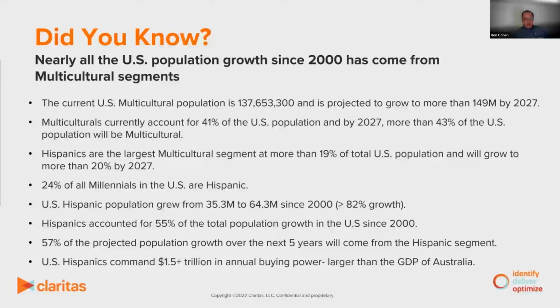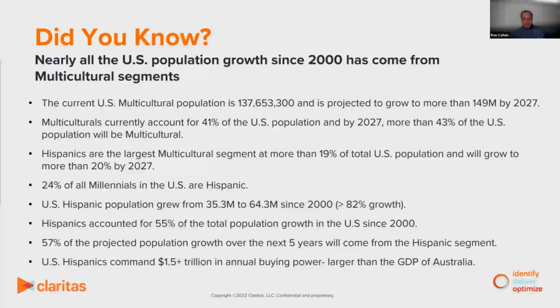You have 137 million, almost 138 million multiculturals in the US. That's over 40% of the population already today, and growing. All the growth is coming from multicultural segments at this point in time. All. The non-Hispanic white segment is getting smaller and smaller every day, and the other segments are all growing.